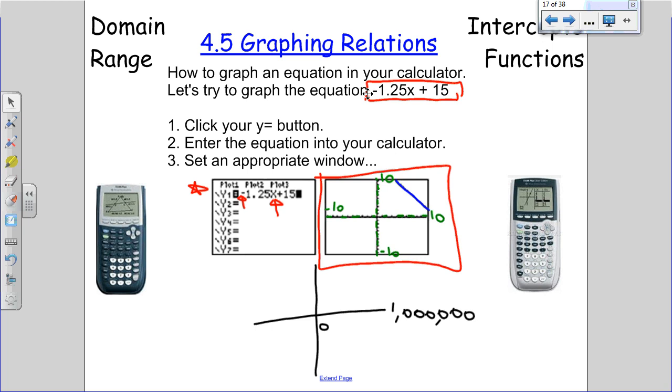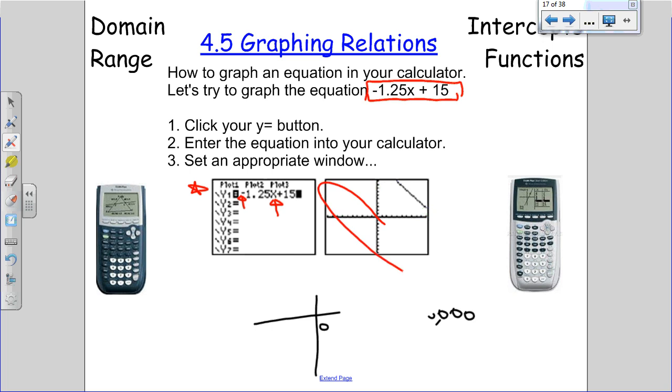I also have a lot of wasted space. So if I look at my graph, I have all of this space over here that's kind of just wasted. There's nothing in it. This is how I'm going to now select a new window and a more appropriate window for this equation.